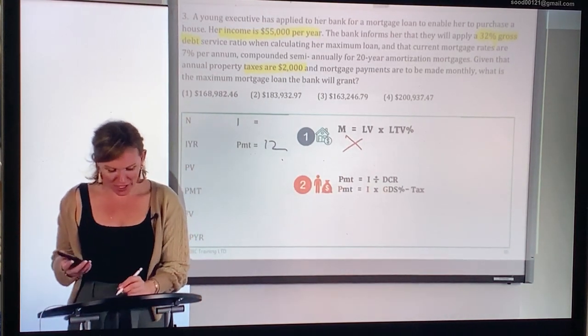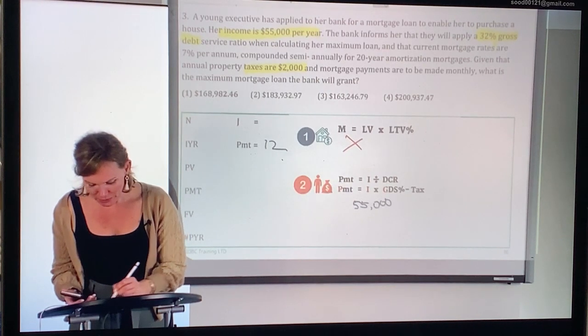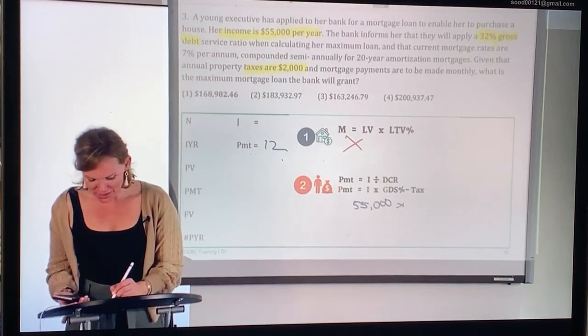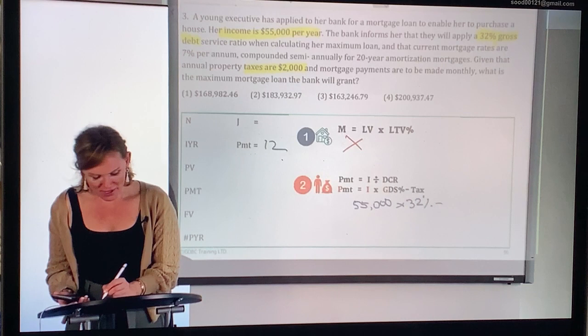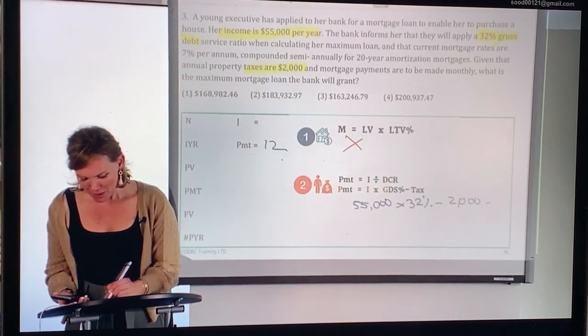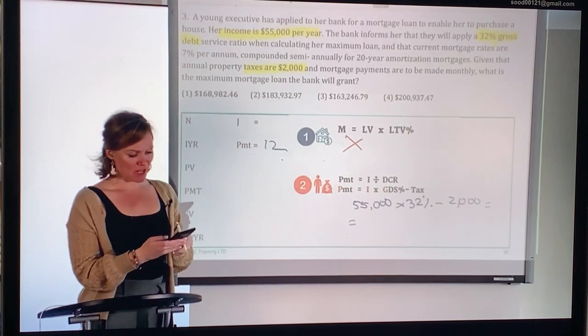Pull up the information for me. So what do we have in here? We have income of $55,000 per what? Per year. So that's good. Keep it as is. GDS is 32%. That's good. Minus the taxes. Those taxes of $2,000 also per what? Per year.